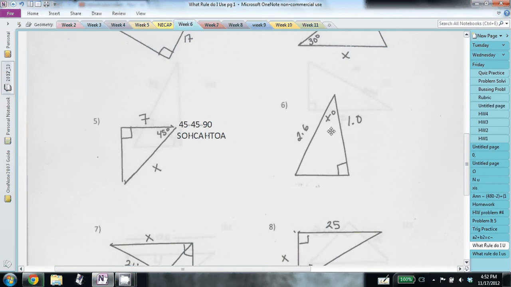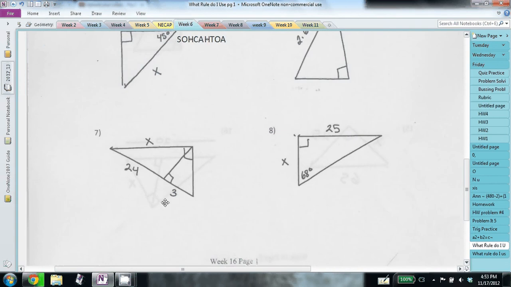Number 6. I'm looking for an angle, and I really don't know enough about this triangle to know if it's isosceles or not. I could use Pythagorean theorem to find that missing leg, and maybe I'd find out that it's isosceles, and I would know that this is going to be 45, 45, 90, but probably not. And because I'm looking for an angle, I can't use Pythagorean theorem, so this is going to be a trig ratio problem. SOHCAHTOA.